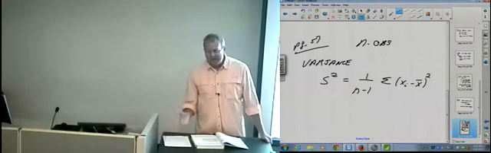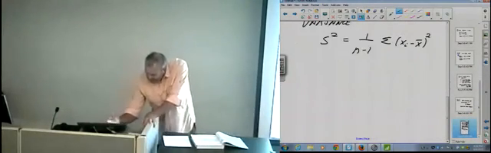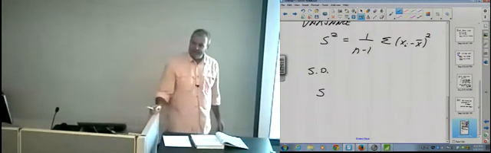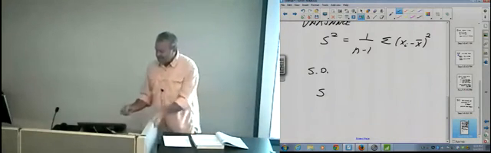Now, to get from the variance to the standard deviation, the standard deviation is denoted just by a little s. Well, how would you go from s squared to s? You would take the square root.